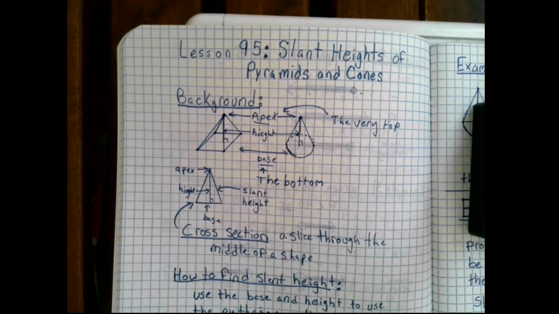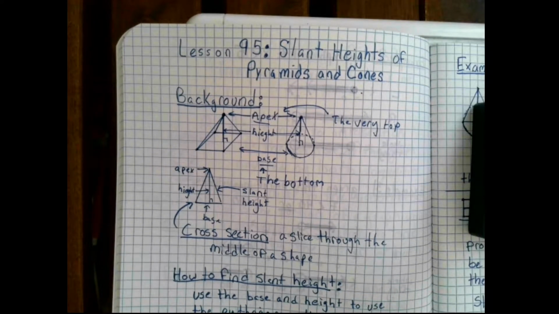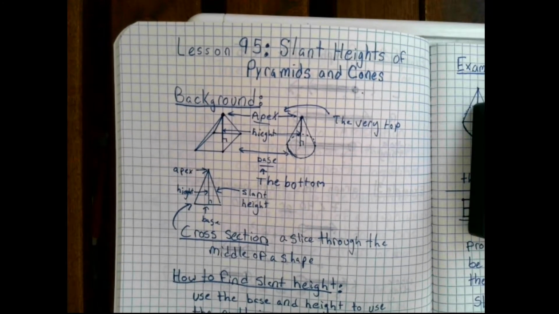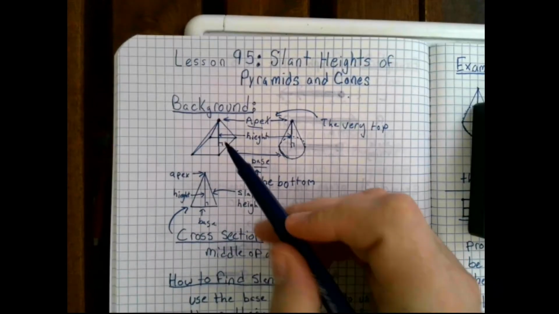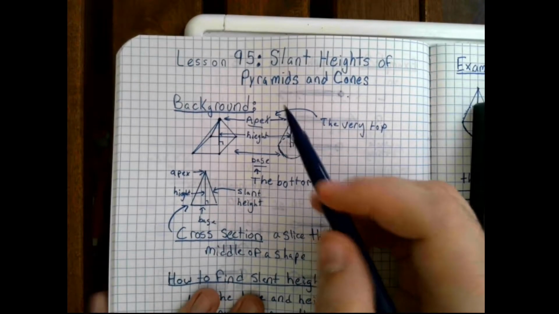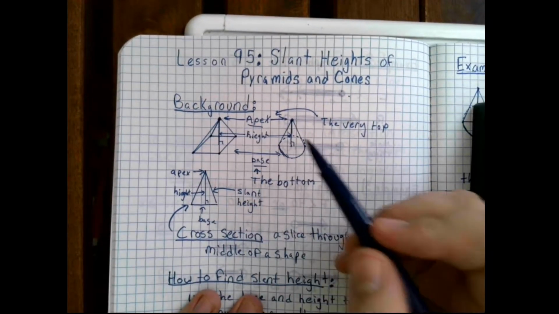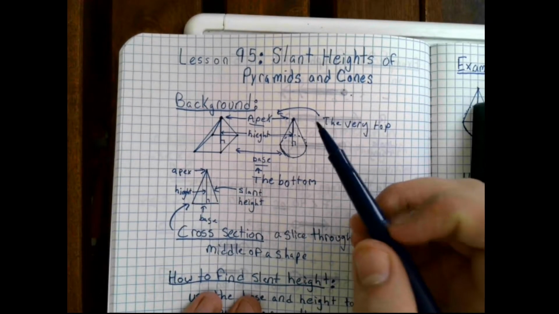Welcome to Saxon Math Course 3, Lesson 95, Slant Heights of Pyramids and Cones. Now, before we get started, just some background information. This is a pyramid. This is a cone. The pointy bit at the top of the pyramid or the cone, the very tip top, is called the apex.